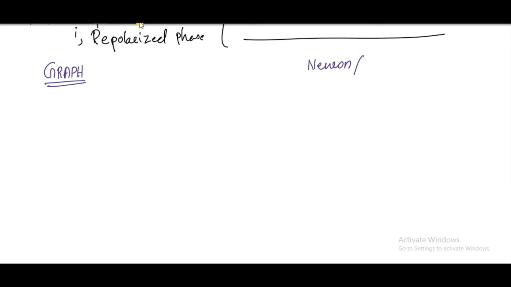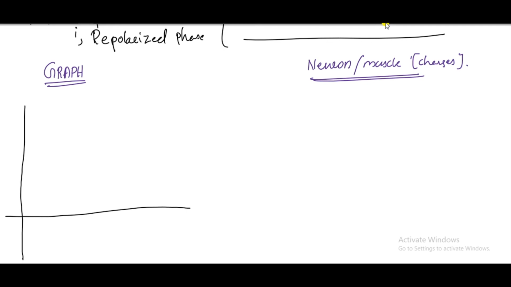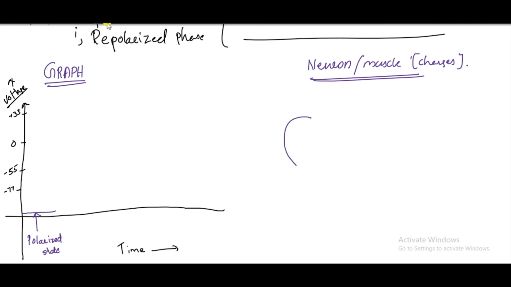I'm drawing the graph here, and also the structure of the neuron or muscle, the changes in the neuron or muscle. In the y-axis I mark the voltage potential: minus 75, minus 50, 0, plus 35. In the x-axis we have time. First is the polarized state, at around minus 70 millivolts.